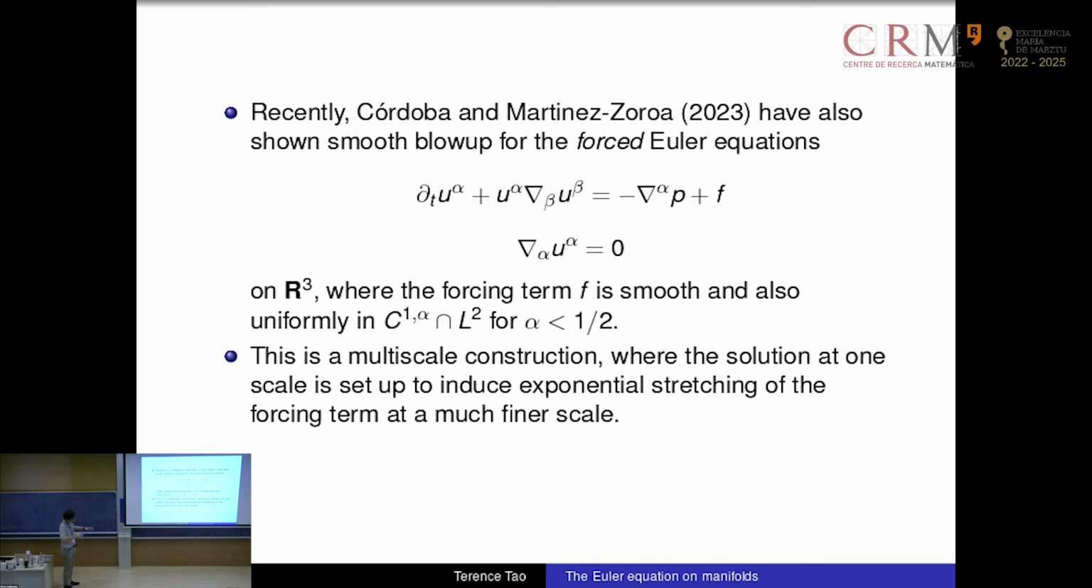So Diego already mentioned the construction. You have a solution that starts concentrating at one scale, and then you insert a little forcing term at a much higher scale, and then it gets stretched from the previous solution to become another little bubble, and you insert again. Yeah, it's a very nice construction. It becomes very close to the conjecture, except that this uses forcing, which is not so clear how to remove.